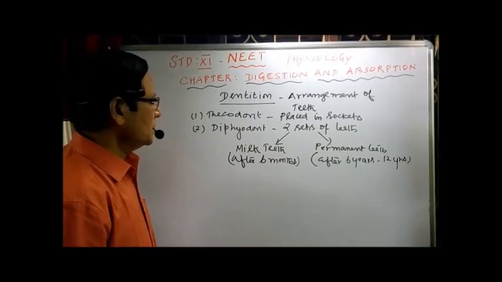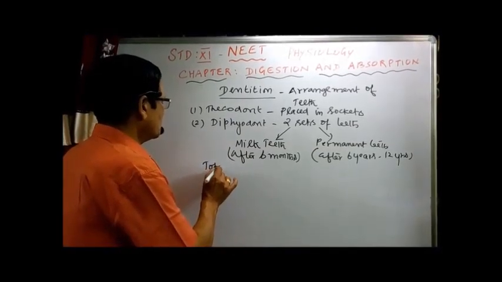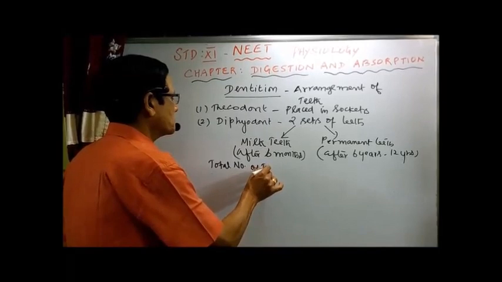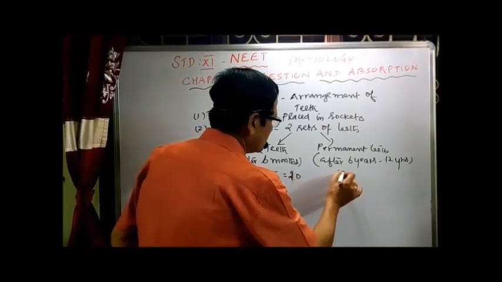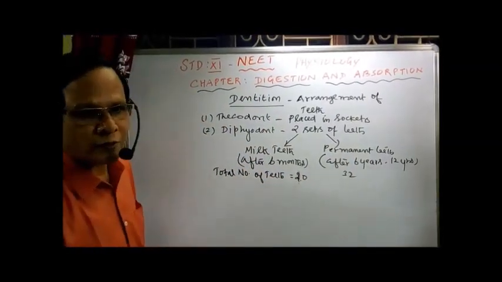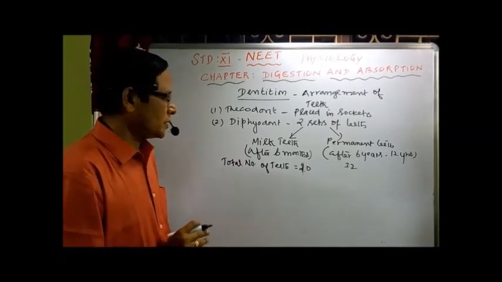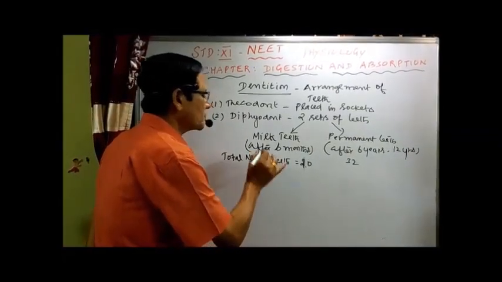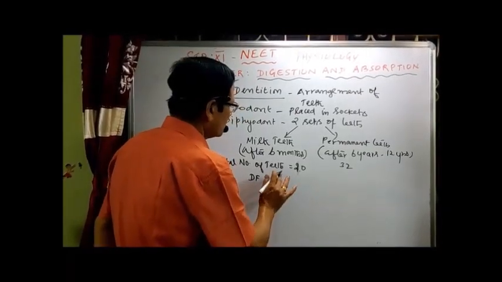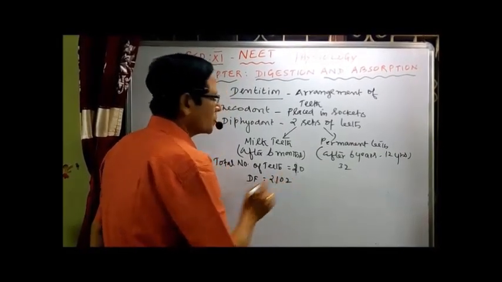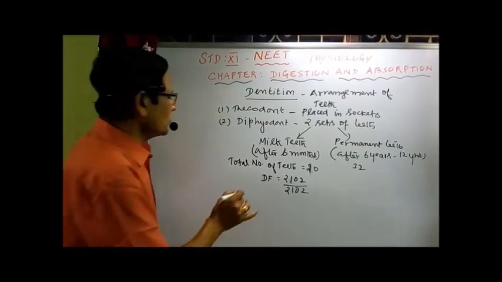Now, if you take the total number of teeth, in the case of milk teeth it is 20, and here the total number of teeth is 32. So we have the dental formula, which can be represented for each half of the upper jaw and lower jaw. The dental formula for the milk teeth is 2102.